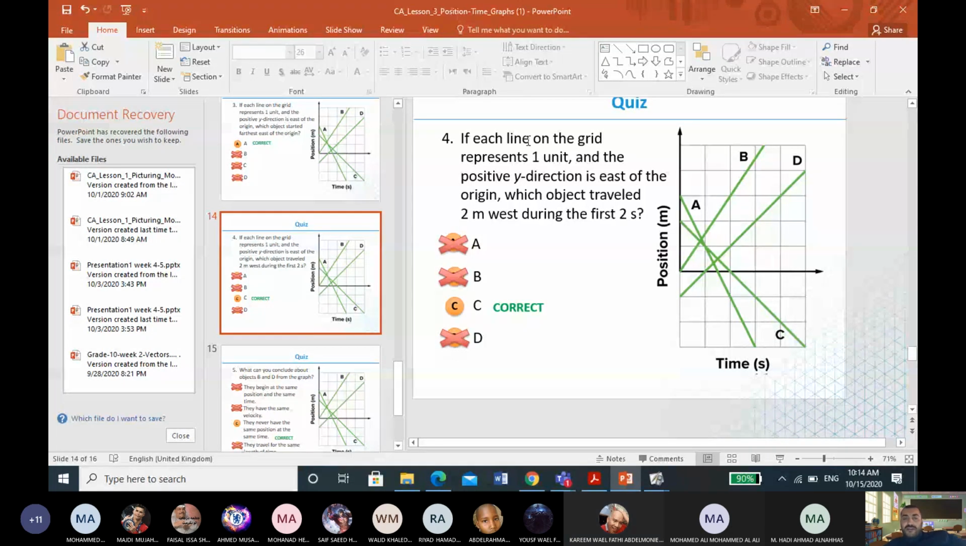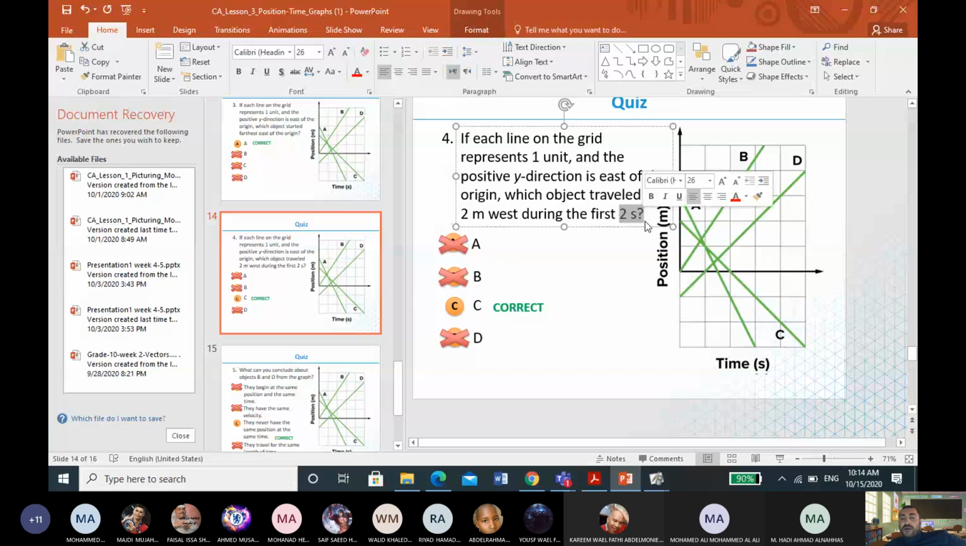Guys, if each line on the grid represents 1 unit, and the positive y direction is east of the origin. So if this is the origin, the positive y direction is east from the origin. He is telling me to get the value of 2 meters in 2 seconds. Among all these vectors, who gives me 2 meters in 2 seconds? This is 2 seconds, and this is 2 seconds. During these 2 seconds, who is going 2 meters west?